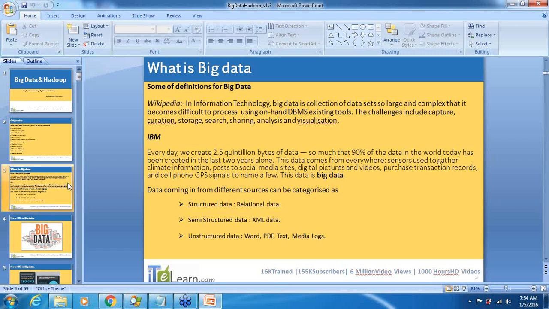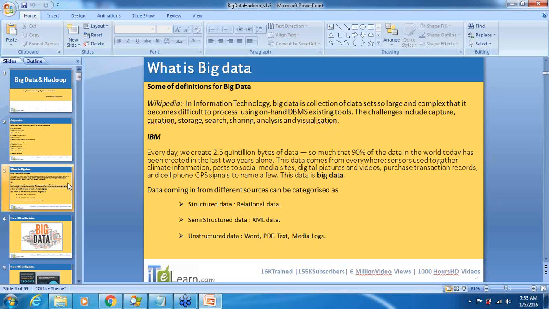When you take statistics, something like 90% of data is being created recently. The amount of data that is getting created means there is a need for this kind of solution that we really need to resolve. As per the definition coming from IBM, you can see it's not only traditional database solutions. The data comes from everywhere. Sensors gather climate information across the globe, as I told. There are many other devices that also generate data.